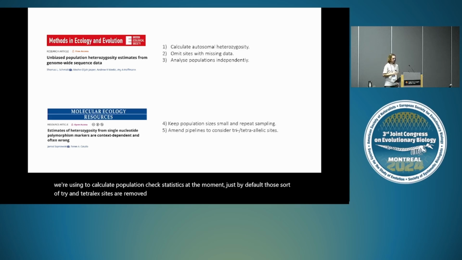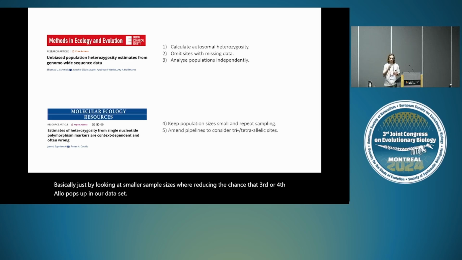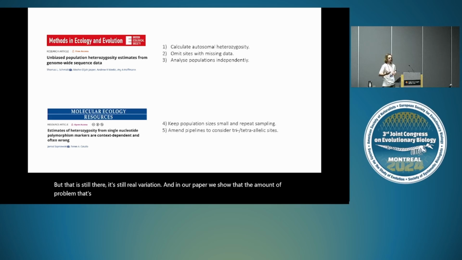So what we're proposing is a little bit of a band-aid for that problem. Basically, just by looking at smaller sample sizes, we're reducing the chance that that 3rd or 4th allele pops up in our data set. But that is still there. It's still real variation. And in our paper, we show that the amount of problem that's causing is small, but it's not insignificant.